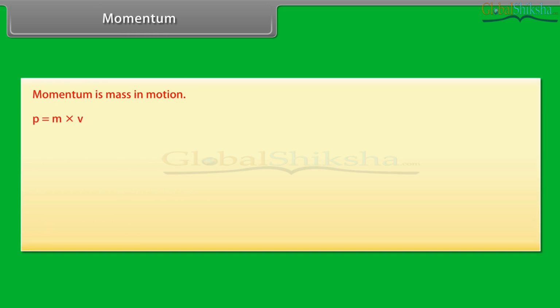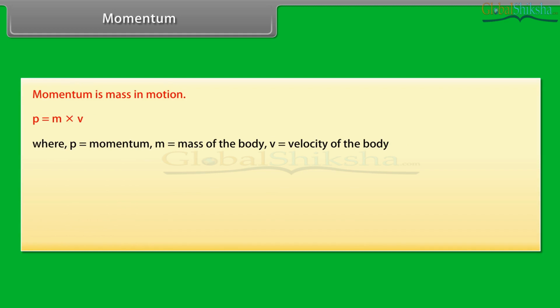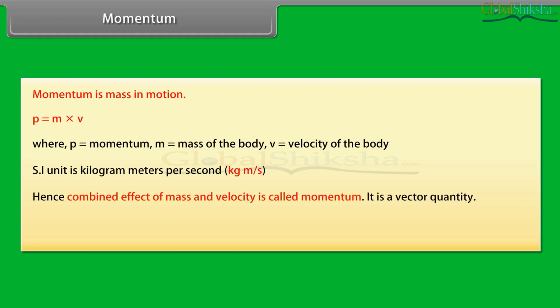P is equal to M into V, where P is equal to momentum, M is equal to mass of the body, V is equal to velocity of the body. SI unit is kilogram meters per second. Hence, the combined effect of mass and velocity is called momentum. It is a vector quantity.